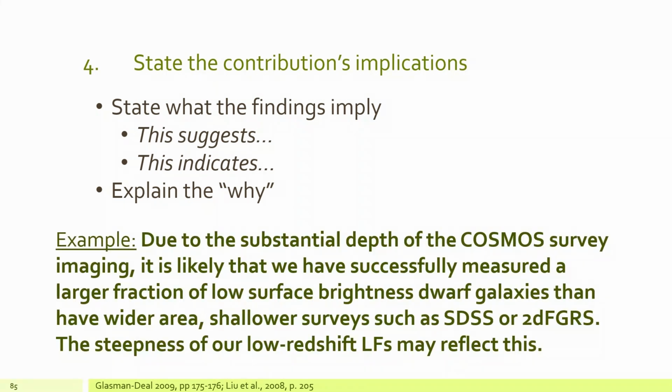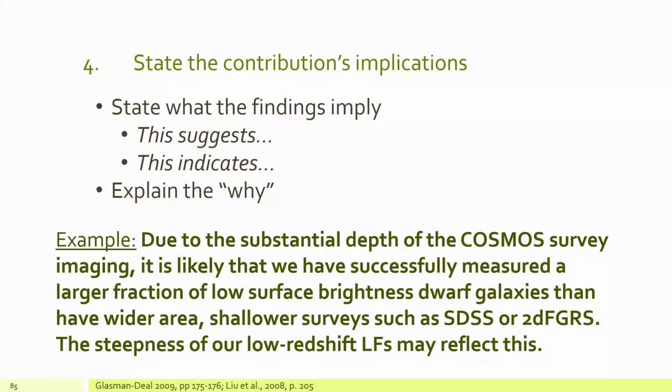Due to the substantial depth of the Cosmos survey imaging, it is likely that we have successfully measured a larger fraction of low surface brightness dwarf galaxies than wider area, shallower surveys such as SDSS or 2dFGRS. The steepness of our low redshift LFs may reflect this.